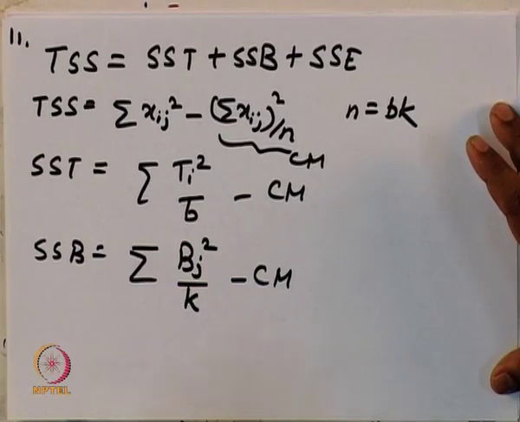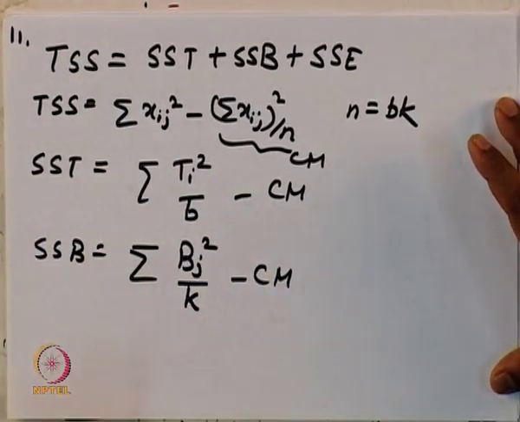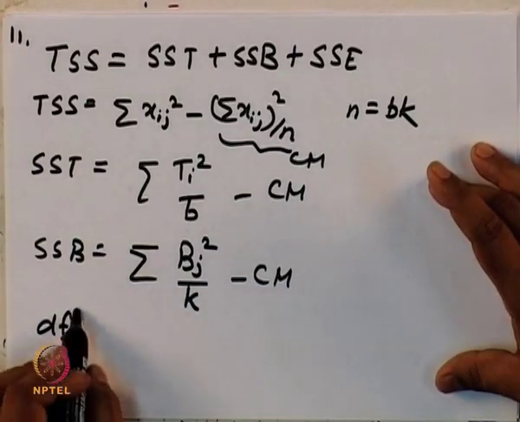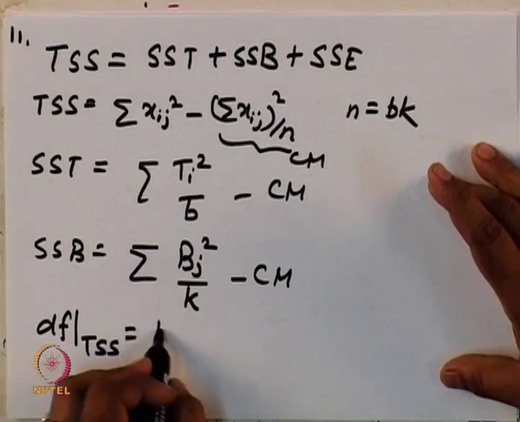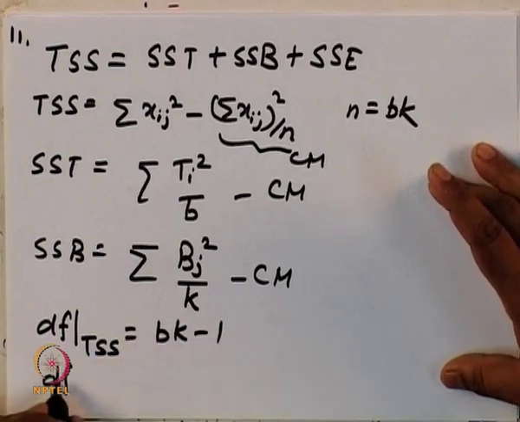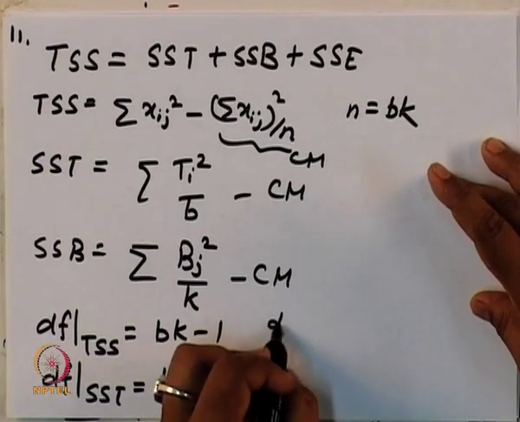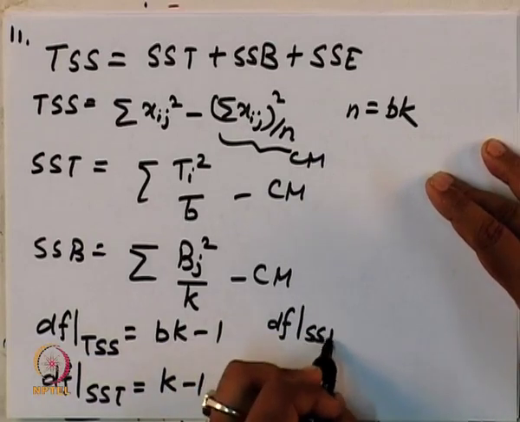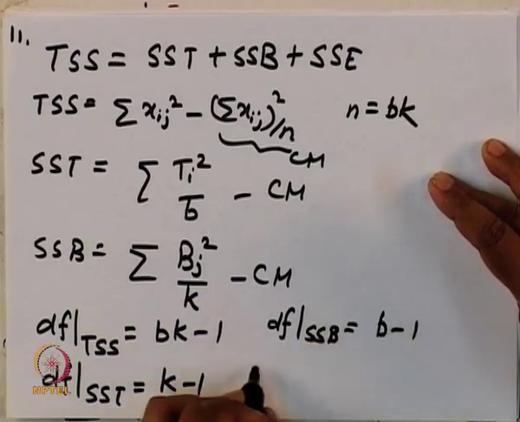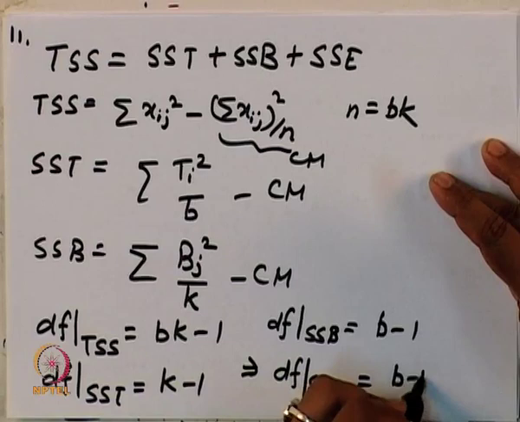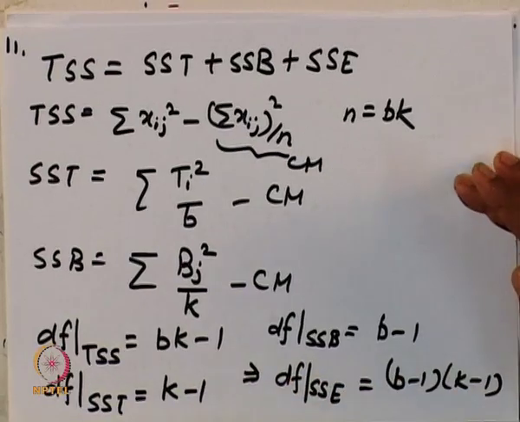Okay. So, SSB becomes Bj square minus Cm. The degrees of freedom for TSS is equal to b times k minus 1. The degrees of freedom of SST is equal to k minus 1, and degrees of freedom of SSB is equal to b minus 1. This would imply that df of SSE is b minus 1 times k minus 1. Okay. So, let us take a sample example and construct the ANOVA table for that.